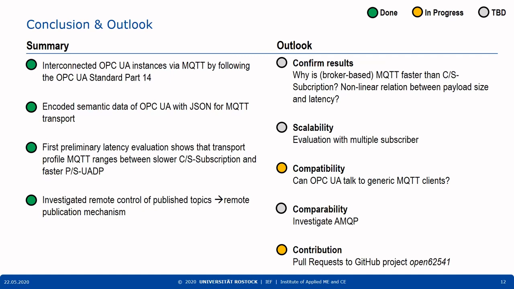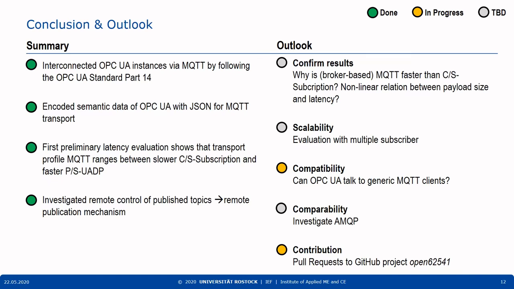We further investigated a so-called remote publication mechanism, and when we have a look at the upcoming things, what we will do is we will confirm the results. So as I said, we just had a very first preliminary latency evaluation here. This will be done in more detail, looking into the difference between the client-server subscription and MQTT, for example.